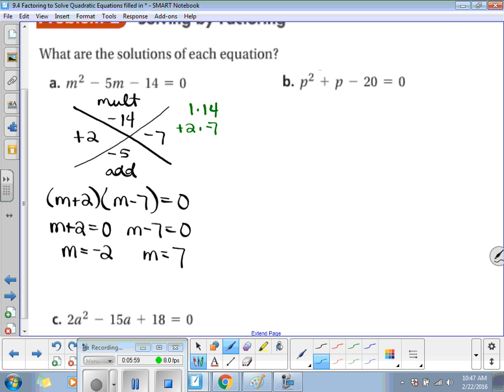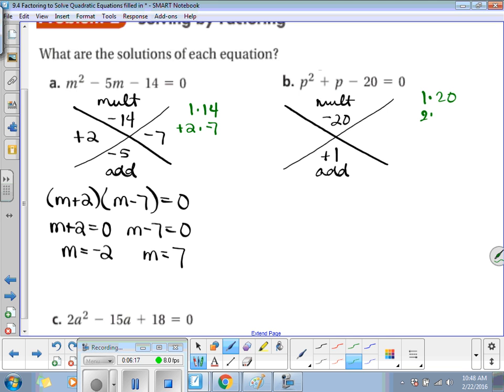When we do the x method, when we multiply, we want a negative 20. When we add, we want a positive 1. The factors for 20 are 1 times 20, 2 times 10, 4 times 5. When we multiply, we want a negative, so one factor has to be positive and one has to be negative. Now because we want to get a positive when we add, the bigger one has to be positive.